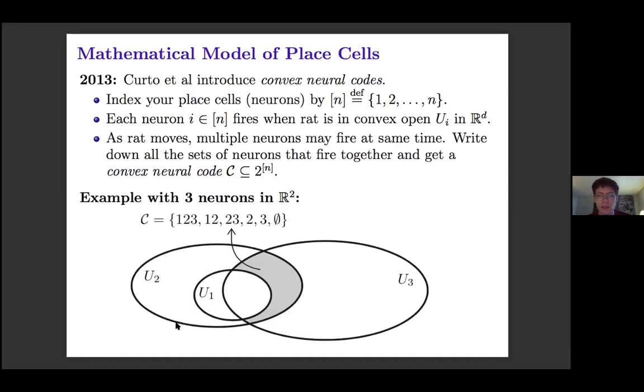So here's a very simple example of just 3 neurons. I have sets U1, U2, and U3. So U3, for example, is where I'm thinking of neuron 3 as being active and firing. When I'm in this highlighted gray region, for example, that's going to give me 2, 3. That's the list of neurons I'm going to write down because I'm in set 2 and set 3, but I'm not in set 1. So neuron 1 we shouldn't expect to be firing here.